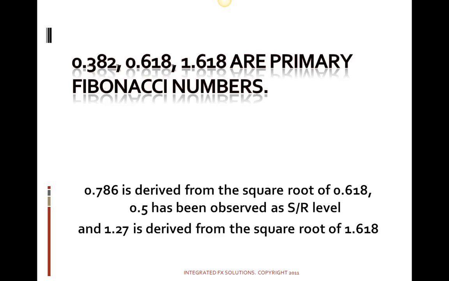And 1.27 is derived from the square root of 1.618. That means 1.27 is not a Fibonacci ratio, but it is derived from the square root of 1.618. So our Fibonacci ratios are 0.382, 0.618 and 1.618.